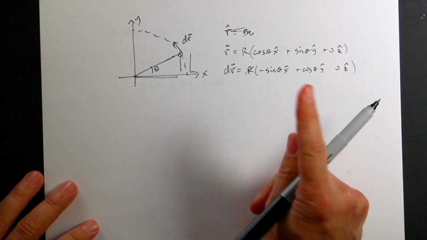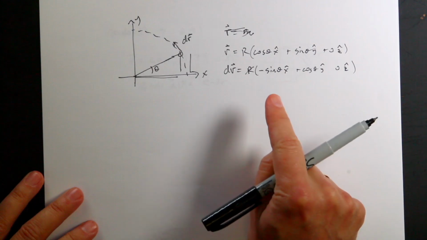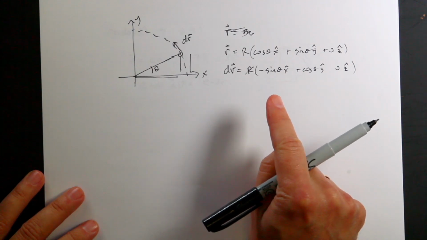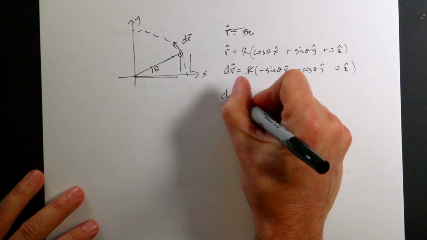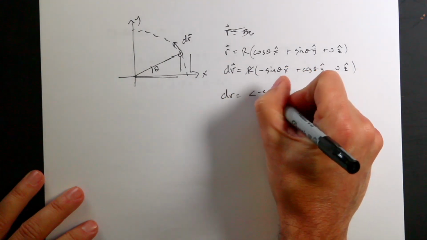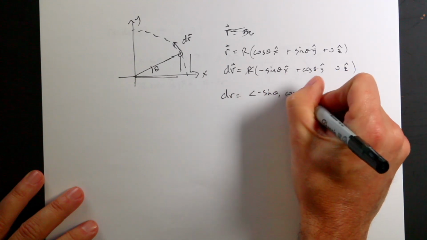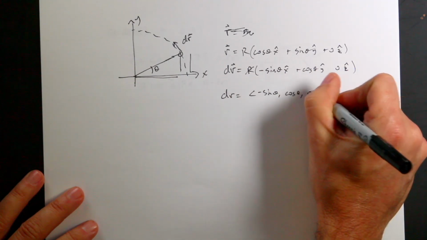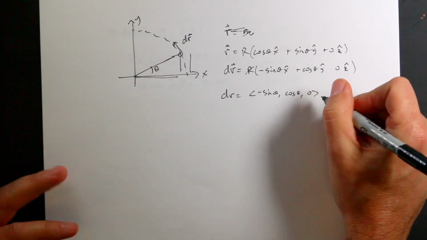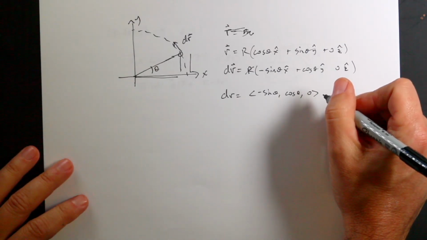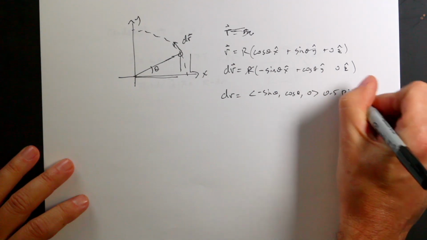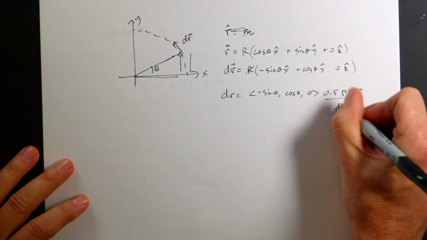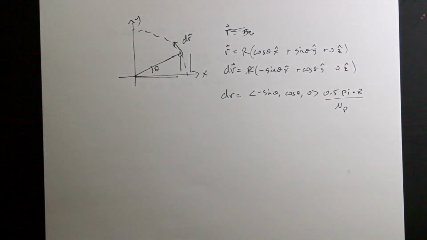Okay, but I don't want dr to have a magnitude of 1. I want it to have a magnitude of the step size. So let's just say dr is going to be the vector negative sine theta cosine theta 0 times the total length, which is going to be 2 pi r divided by 4. So 0.5 pi times r, all of that divided by np. Is that right? Is that what I did before? dr, yeah. 2, yeah.